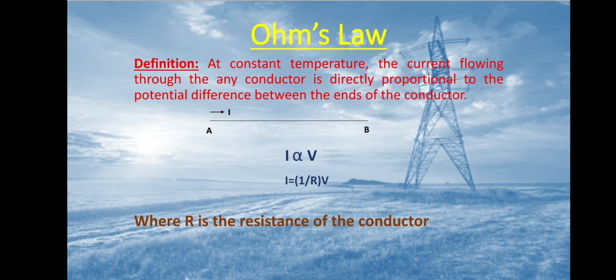If I remove this proportional sign, we will get one proportional constant, that is 1 by R. I is equal to 1 by R into V, or I is equal to V by R. Here R is the resistance of the conductor. What is this resistance? We will study.